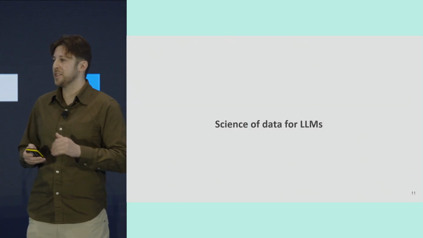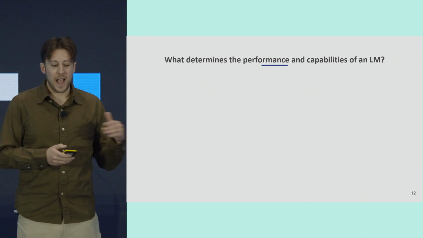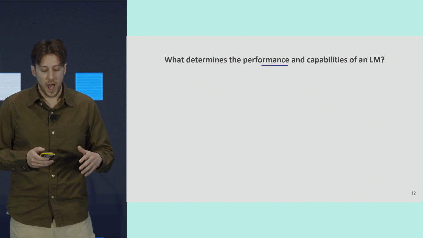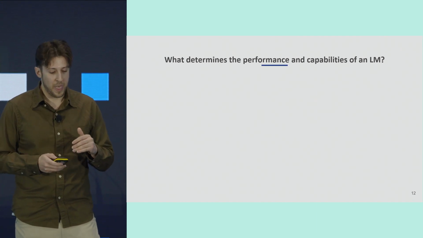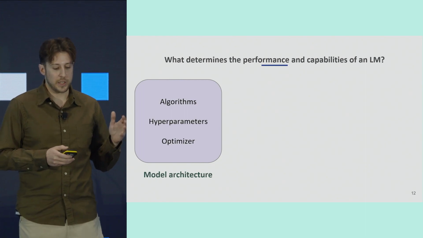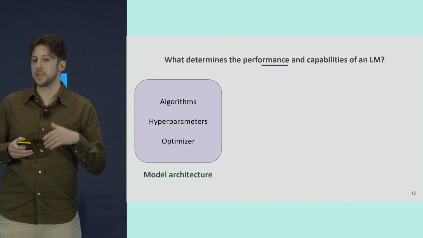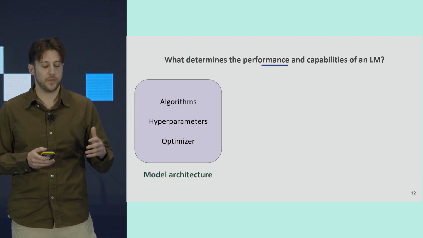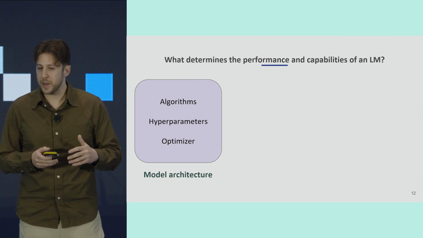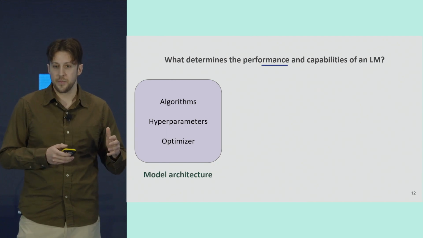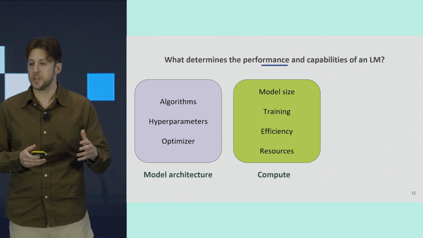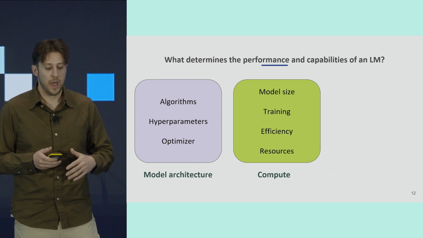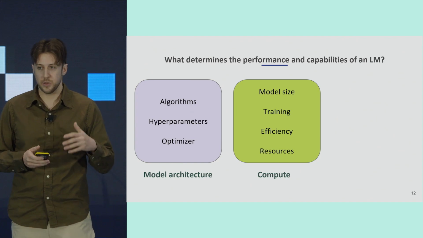So let's talk about the science of data for LLMs. The most important question is what actually determines the performance and capabilities of a language model? Why have these models become so powerful recently? And that really comes to three factors, the first of which being the model architecture. So this includes the algorithms like a linear transformer or a mixture of experts, hyperparameters you set during training, the choice of optimizer, and then of course you have the compute. So how large is the model that you're training and what resources are you using to train it in terms of the hardware, how efficiently are you using those resources.